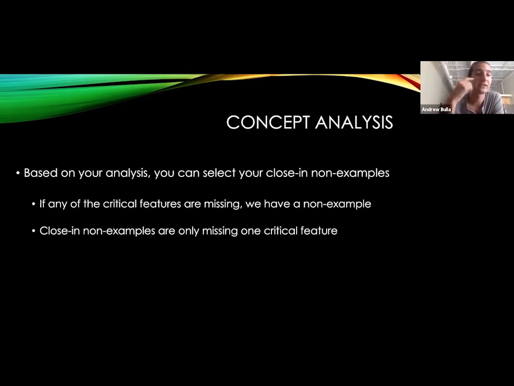We also need to select our stimuli for stimulus discrimination between classes. So based on our analysis, we can select our close-in non-examples. Because remember, if any of the critical features are missing, we have a non-example. Those that are close-in non-examples, or the closest non-examples to the concept, are only missing one of the critical features. So we want to make sure that in our non-example set, we're only removing one of those critical features to get our non-examples.